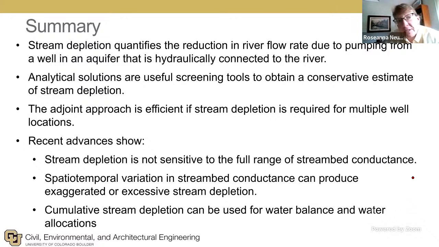So stream depletion is not sensitive to the full range of values of stream bed conductance. It's only sensitive to a small range. And the spatiotemporal variation in stream bed conductance can produce exaggerated or excessive stream depletion that we should take into account when we are determining whether or not we meet these stream depletion thresholds.